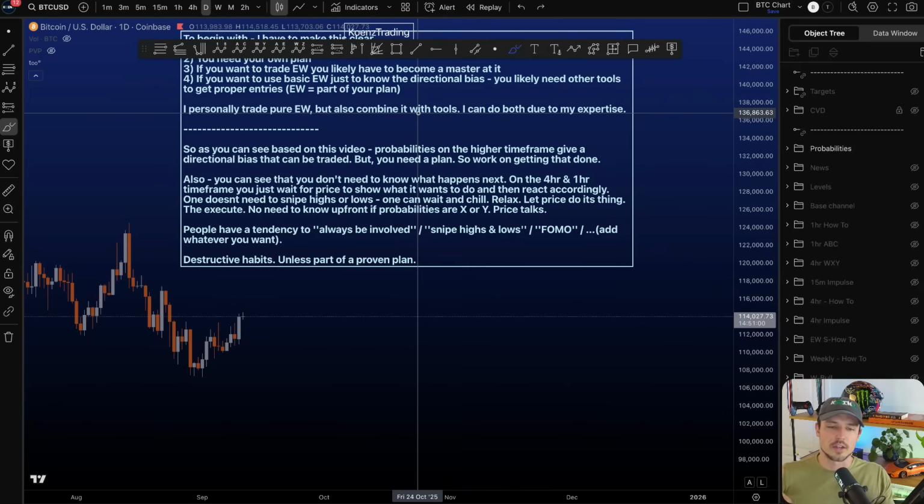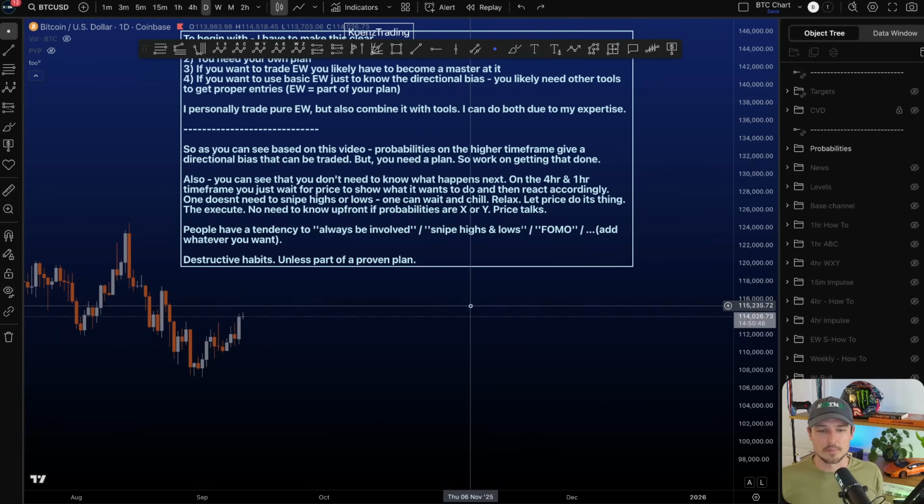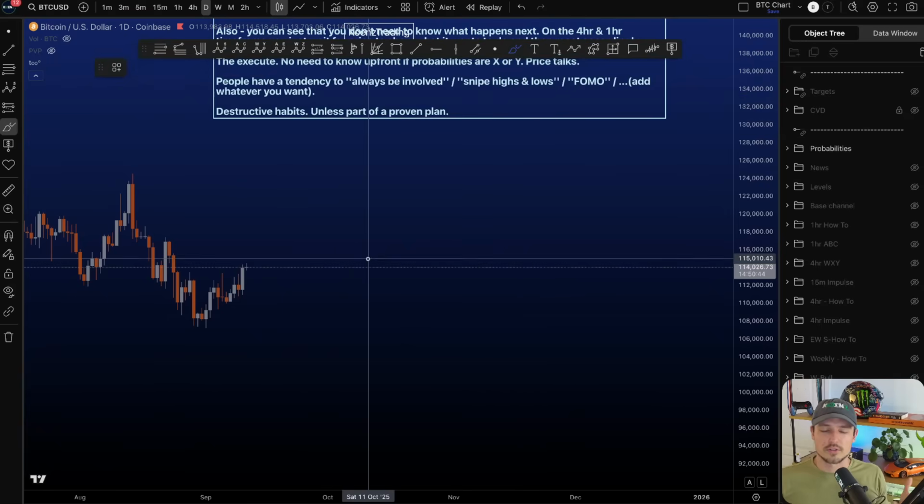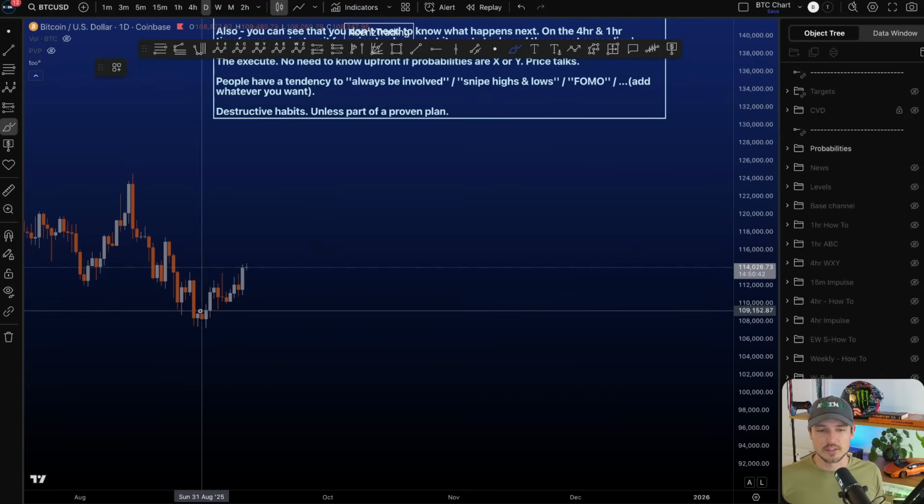Now I can combine the two, both pure Elliott Waves and using extra tools, because I have my expertise in Elliott Waves, right? And I also have expertise in the tools I use, but everyone is using different tools. You can use tons of tools, tons of things, whatever. Now, of course, probabilities can change. That is, trade management is important, of course.